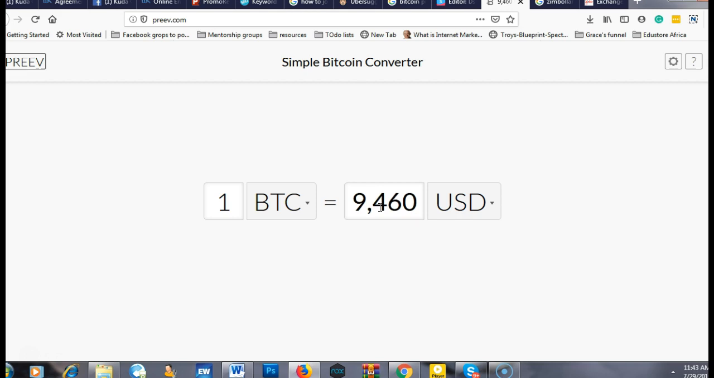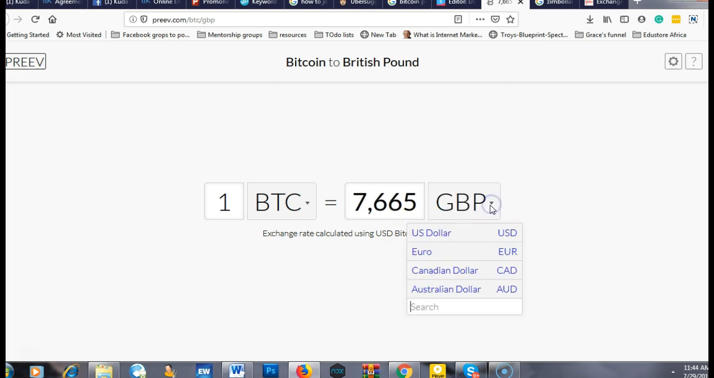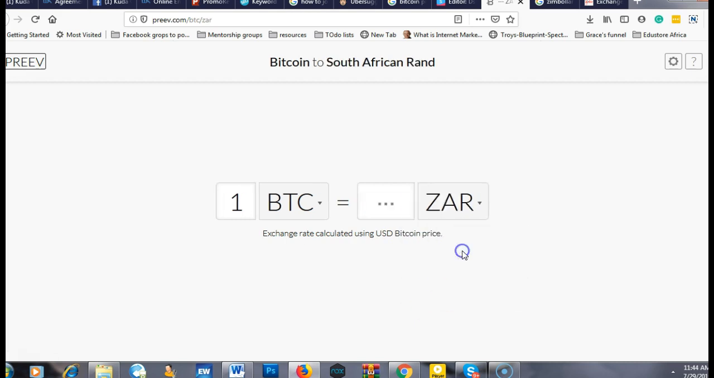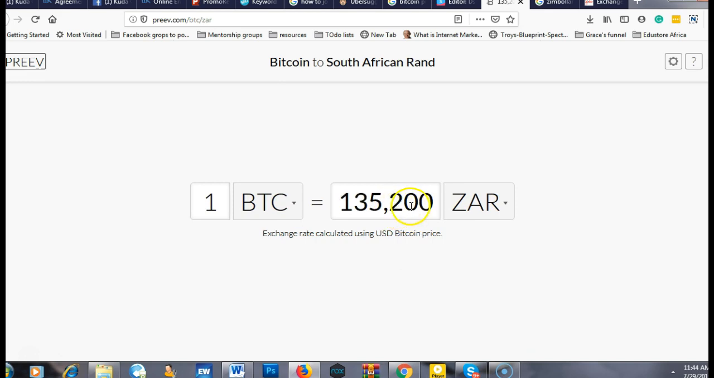9,460. The Bitcoin price fluctuates. It goes up and down every second. Now you can see it's 9,461. If you live in another country like South Africa, you can change the price here to British pound. So one Bitcoin is 7,667 British pounds, and if you're in South Africa, you can put in rand there, and you can have the price of one Bitcoin in rands. Then let me go back to USD.